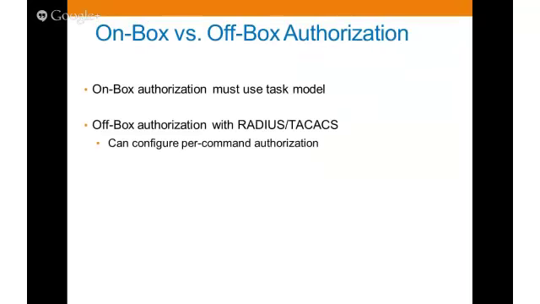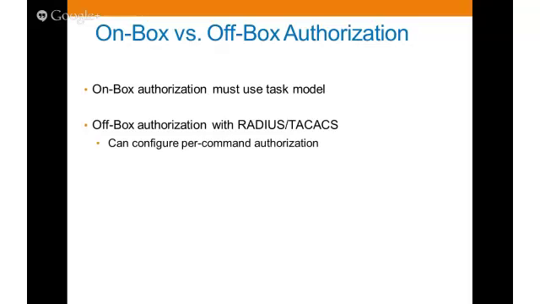Now, on-box versus off-box authorization. On-box, I said, is a local authorization. Off-box is with RADIUS or TACACS. And you can always configure per-command authorization with a RADIUS or TACACS server. Now, IOS XR is role-based access. So if you're configuring your AAA server, you'll have to select the profile for role-based access, and then you will be able to log on to the box.